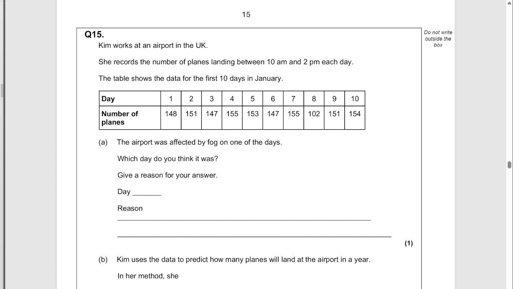Which airport was affected by fog on one of these days? So we're looking for the outlier. We would expect it to be the lowest one. So here we're going to go day 8. Day 8 is an outlier, so significantly lower than the rest.